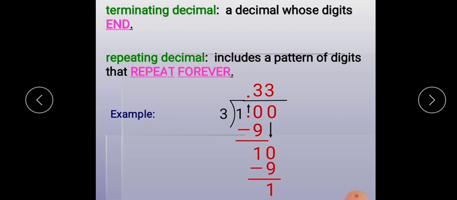So the number 3 goes on repeating. Such decimal expansions are called repeating decimals. As long as you divide, you will get only the same digit, 0.333 and so on.